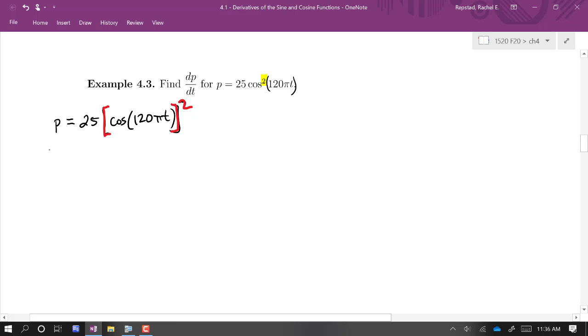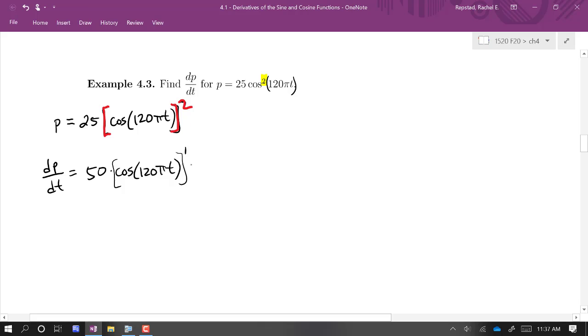So dp dt, applying the power rule, I bring the 2 down in front and multiply it by the 25 that's already there. I get 50 times cosine 120 pi t, the stuff to one less power. Normally we'd write this to the first power, but usually we don't write it if it's just to the first power.